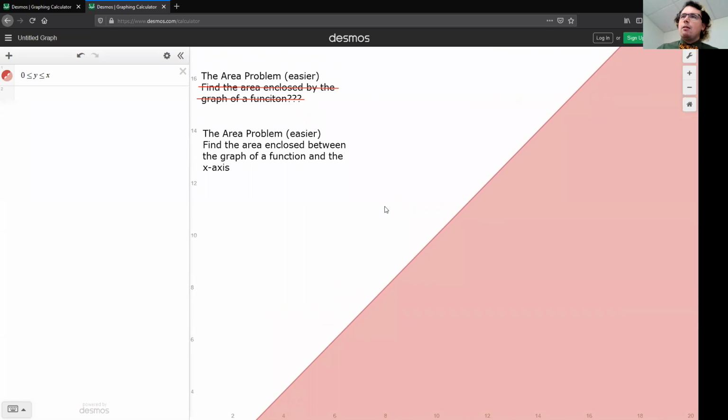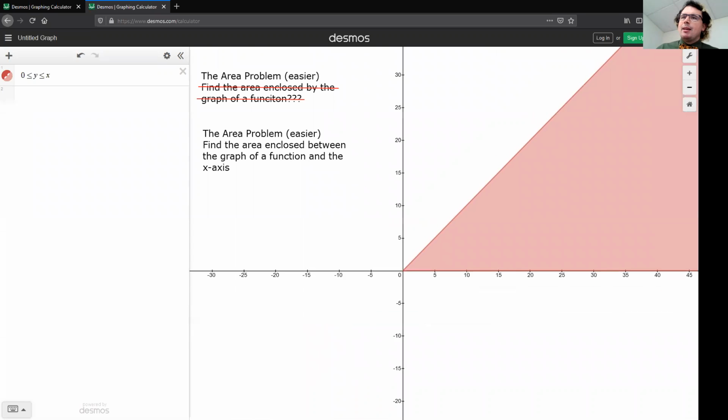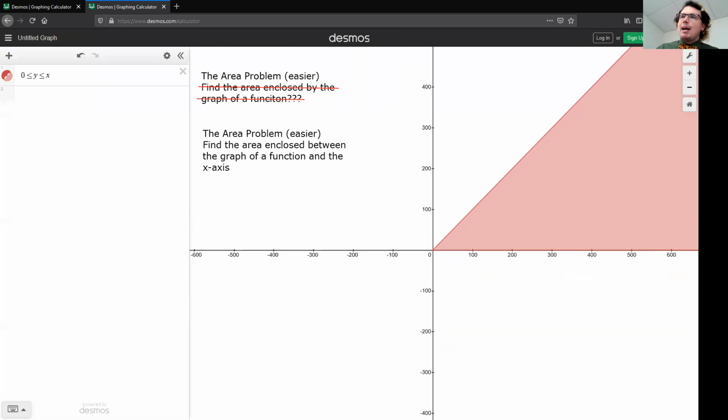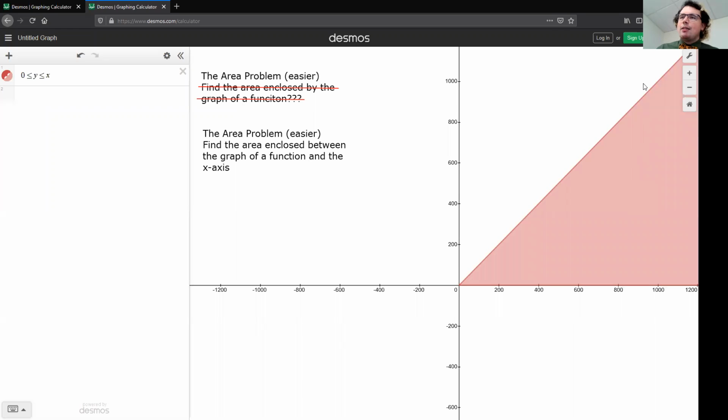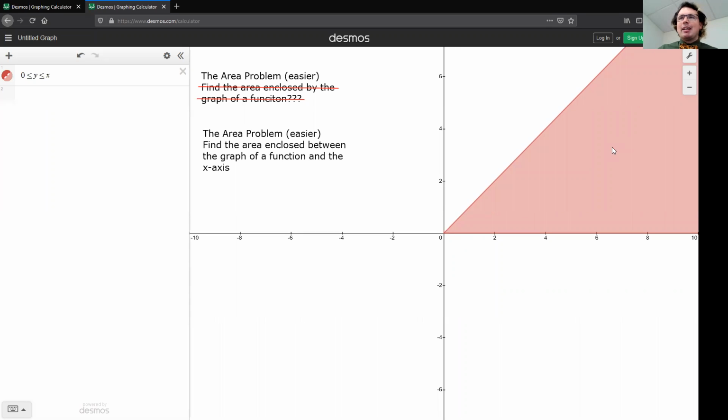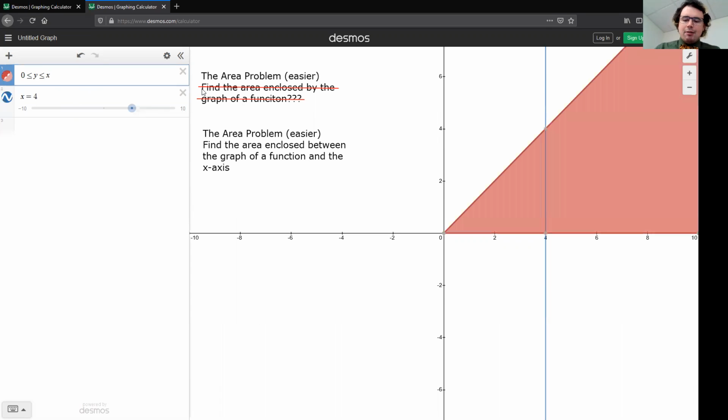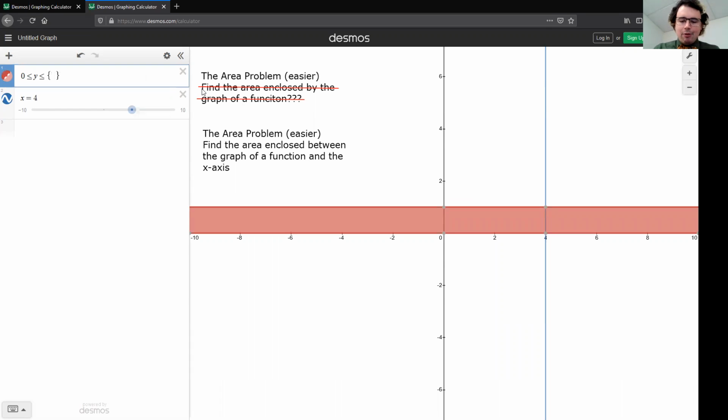Okay. Well, the further I go out, I can see that this red region here is going to extend infinitely far in the x direction. So let me put one more bound on this and say that x is going to stop at 4. So I can put that here in this formula for 0 less than or equal to x less than or equal to 4.